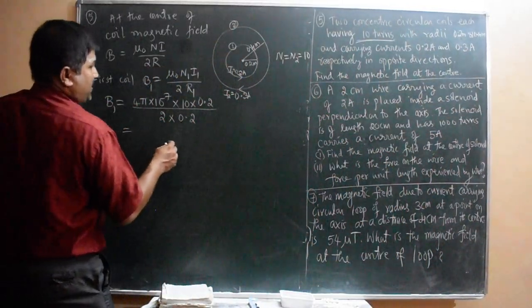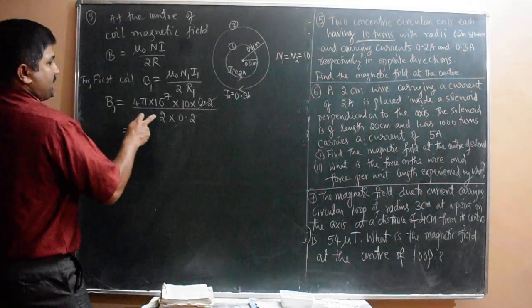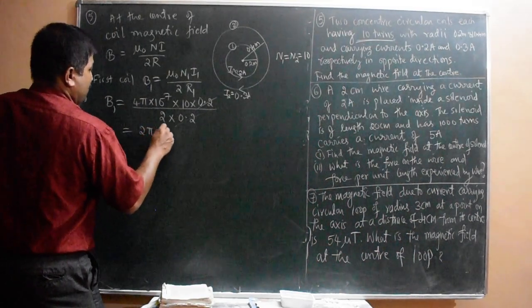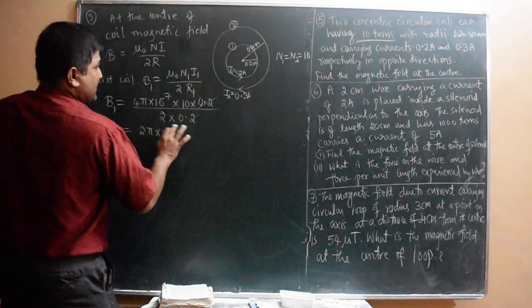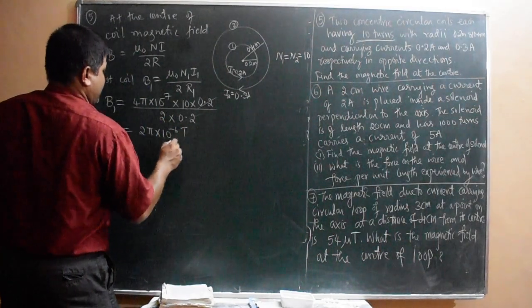Now the simplification part. So this 0.2 and 0.2 cancel. Fine. So what remains, you see, 4 pi by 2 is 2 pi into 10 power minus 7, then here 1 plus 1, so 10 power minus 6 Tesla.